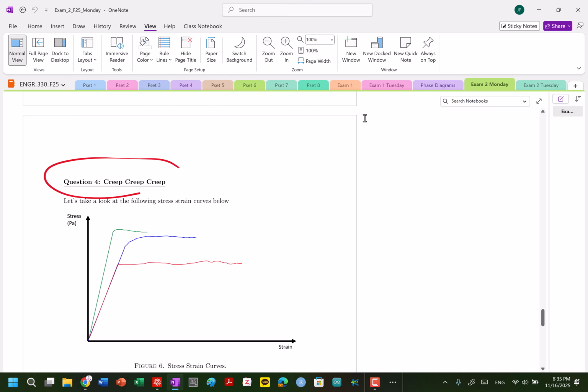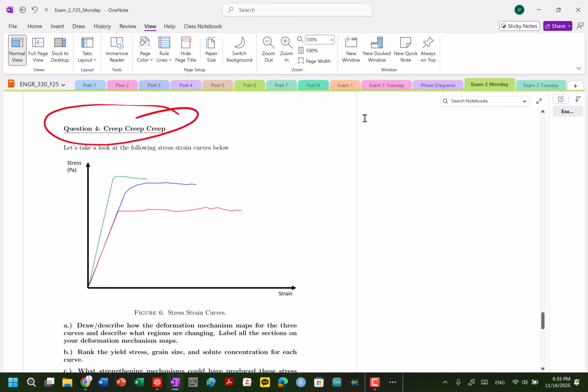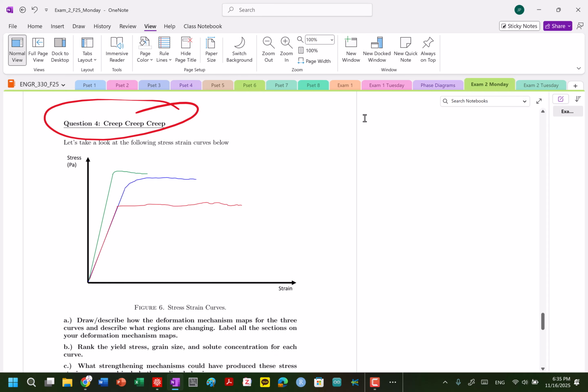All right, everyone, we are on our last problem: creep. Let's look at the following stress-strain curves below. Draw and describe the deformation mechanism for the three curves, describe which regions are changing, and label all sections of the deformation mechanism maps. So in our maps, we know, well, actually, let's talk about a couple of things.